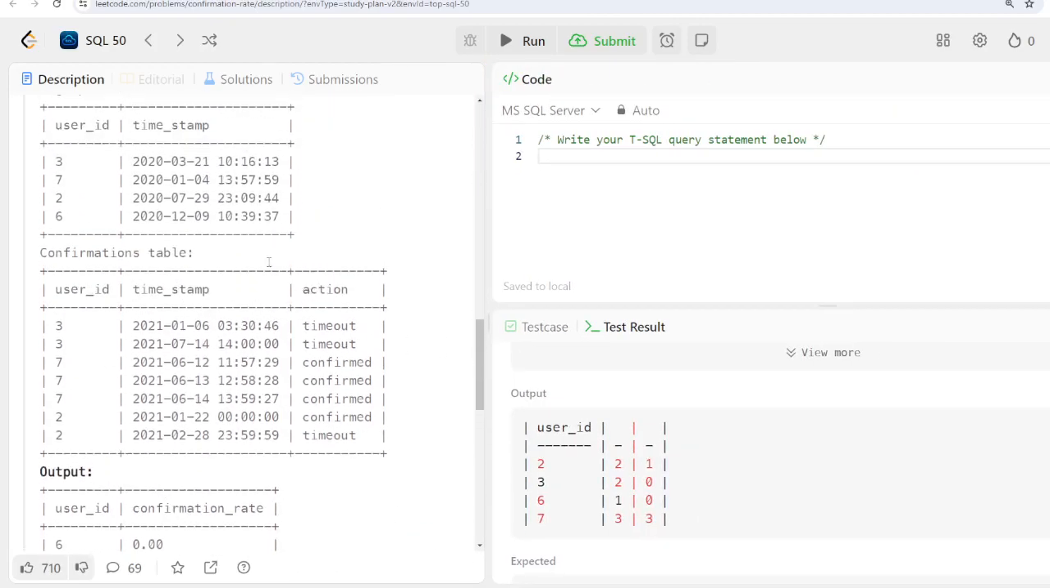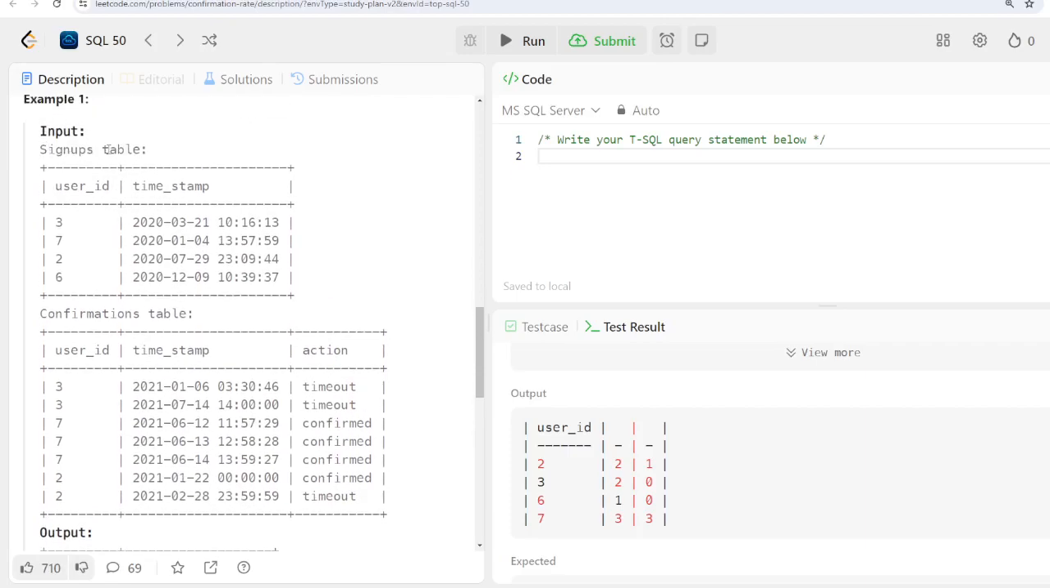Now this user ID and timestamp can be taken from this signup table, but the action can be taken from the confirmations table. So basically I have to join these two tables on the basis of common column. So user ID is the common column between these two tables. So I will join on the condition that signup.user_id is equal to confirmations.user_id, right?